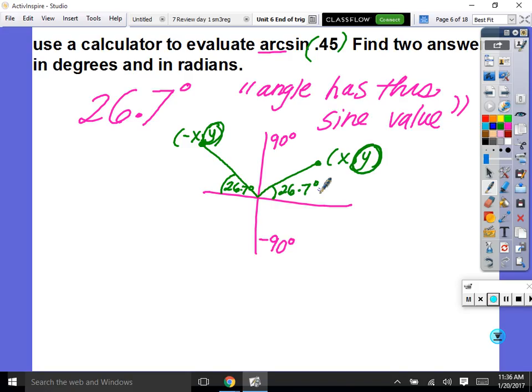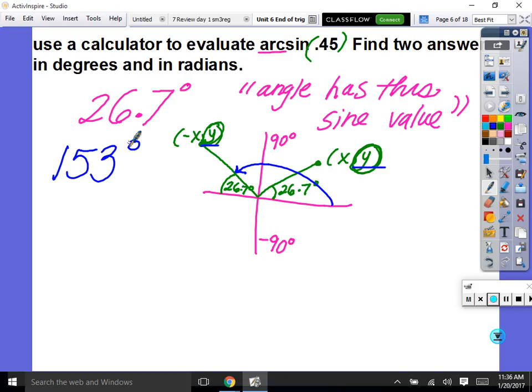So one of our answers is 26.7 degrees. How did you get the other? 180 minus 26.7, and you got 153 degrees, right? Everybody good? Because sine is y. It says, what's the angle that has this sine value? Yeah, we're about to get there.